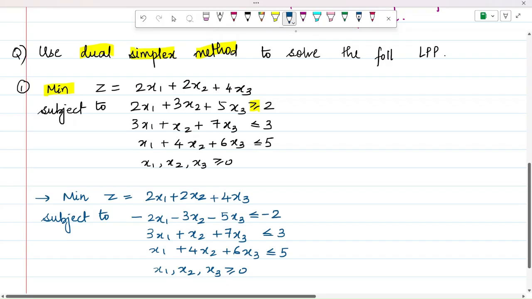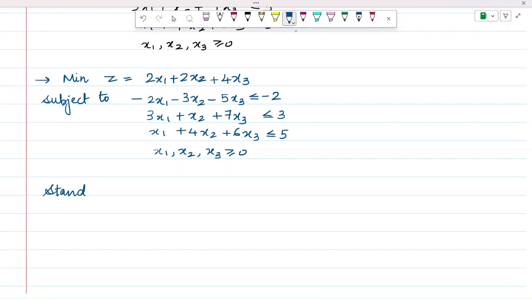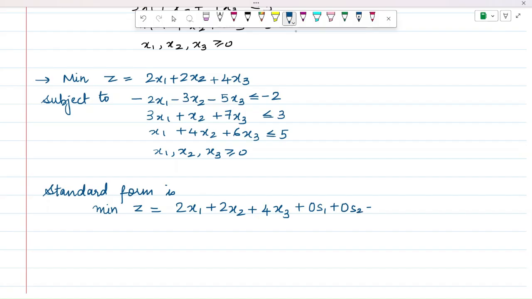Now, once we're done till here, we will have to introduce the slack variables for all the less than or equal to constraints. Because there are a total of 3 constraints, we'll have to introduce 3 slack variables. So when you introduce the slack variables, it is called the standard form. So we'll say the standard form is minimize z is equal to 2x1, 2x2, 4x3. Because there are 3 constraints, we'll have 3 slack variables: 0s1, 0s2, 0s3.